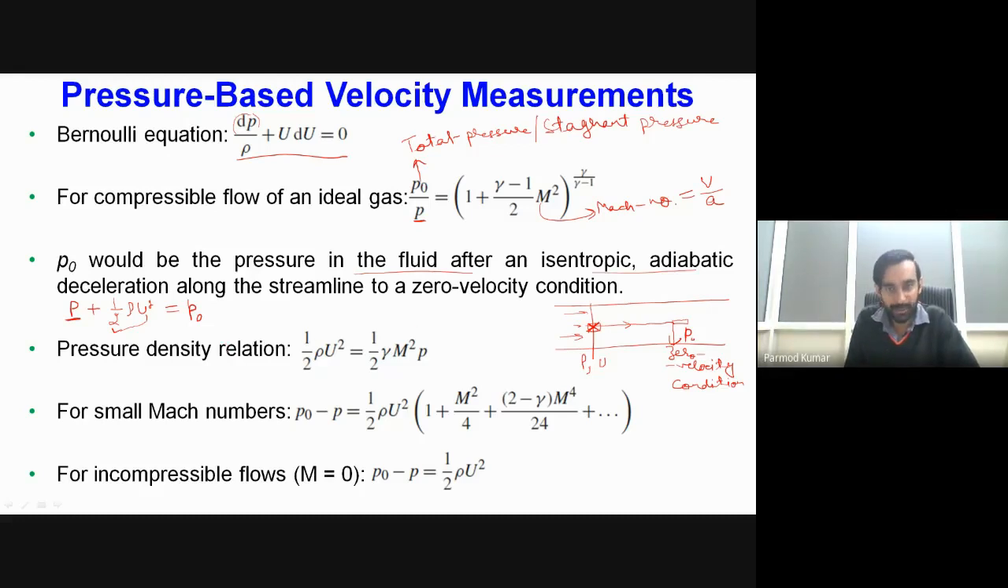Now, what will be happening, particularly if you try to see the pressure density relationship with the velocity field, that is nothing but equal to half of rho u square, and that is equal to nothing but half of gamma times M square into p, where this M is the Mach number and gamma is the ratio of specific heats. Okay.